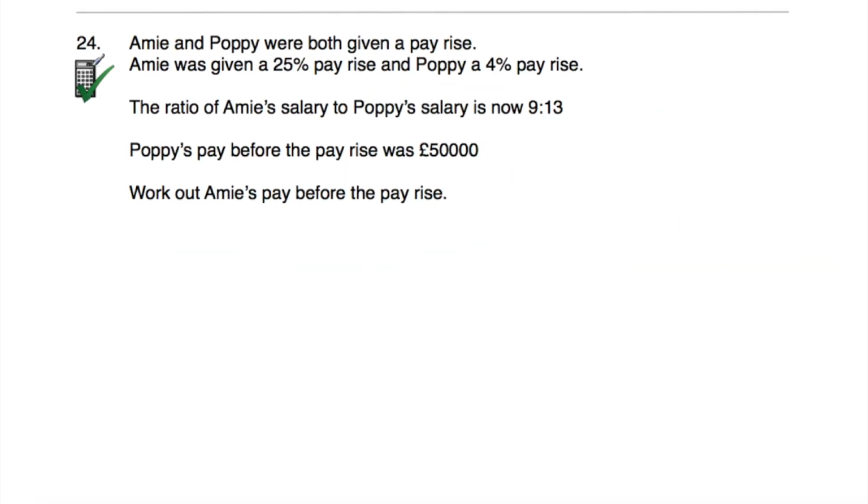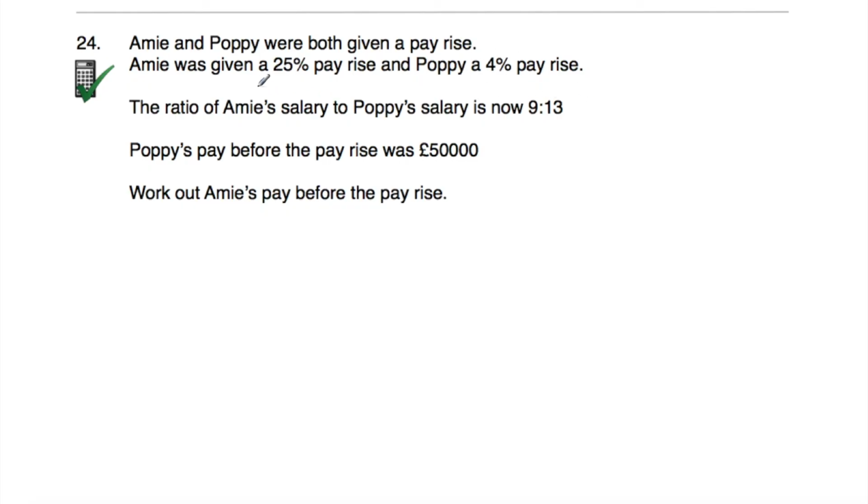Okay, so let's have a look at our last question, question number 24. Question number 24 says, Amy and Poppy were both given a pay rise. Amy's been given a 25% pay rise, and Poppy was given a 4% pay rise. It seems a bit unfair, but maybe it's not. We'll have a look at the salaries. The ratio of Amy's salary to Poppy's salary is now 9 to 13.